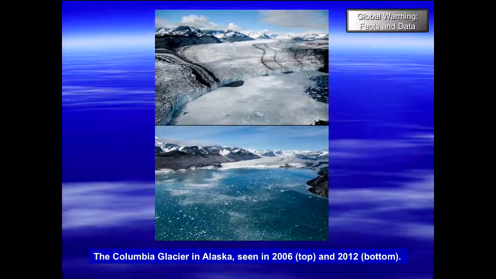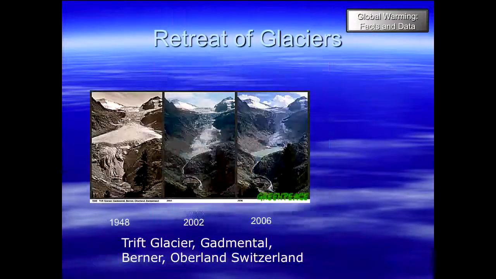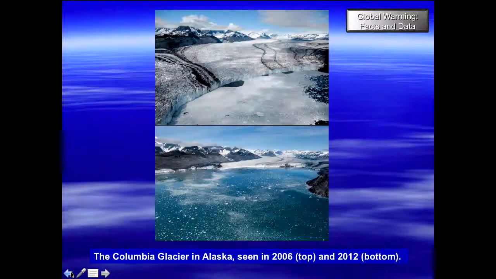Columbia Glacier, very famous in Alaska. Beautiful river of ice. There it is. Oops, I passed by it, but you know what I was going to show. Below, it was gone. Let's see if I can go back. Oh, there we go. There it is today. Retreated. In just 6 years, glaciers are retreating year by year.